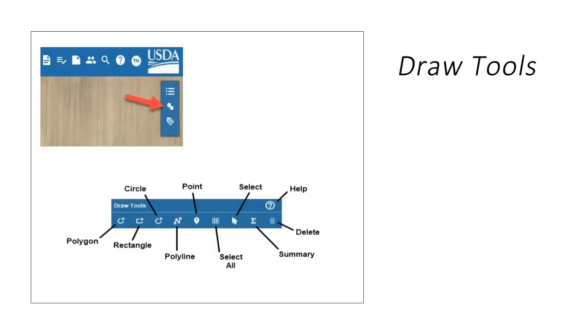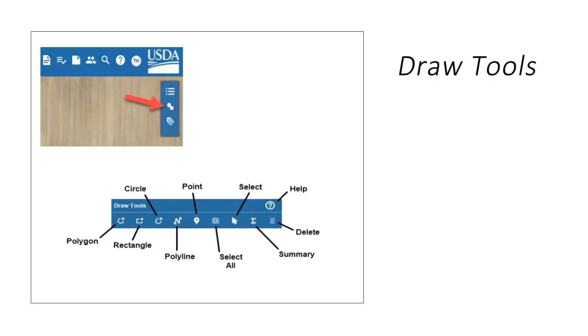The Draw tools provide tools for drawing graphics, such as polygons, rectangles, circles, lines, and points on the map. The user can select graphics, summarize the selected graphics to view the total area or length, and delete graphics. This can be used for exploring what-if scenarios. Graphics are not saved outside the user's current session and are cleared when the user logs off or changes context, such as opening or closing a case file or practice schedule.